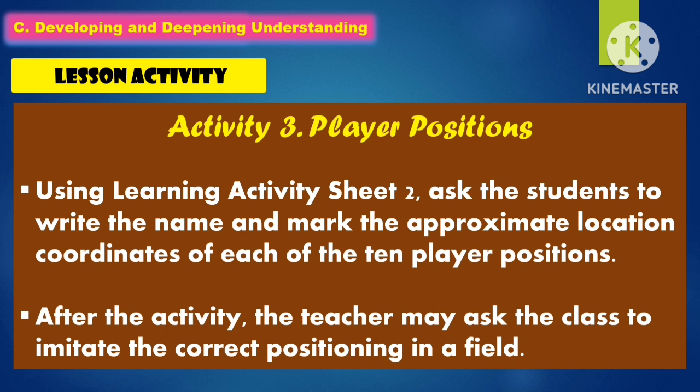And for the lesson activity, the students will accomplish Activity 3, which is all about player positions. Using Learning Activity Sheet 2, ask the students to write the name and mark the approximate location coordinates of each of the 10 player positions. Then after the activity, the teacher may ask the class to imitate the correct positioning in a field.